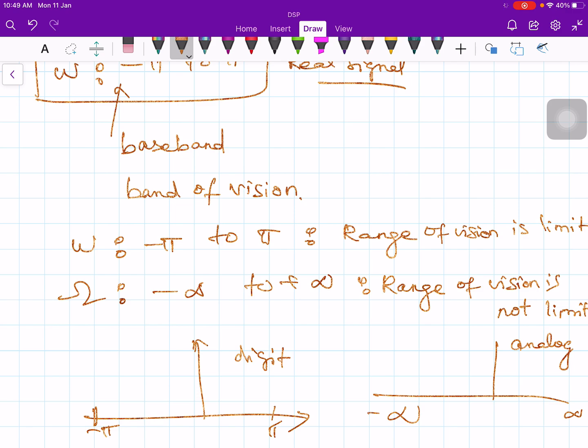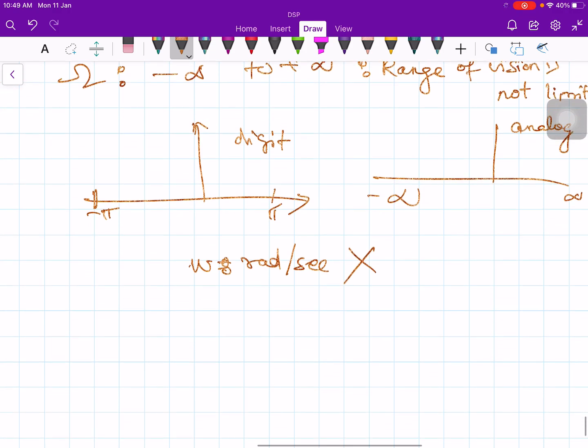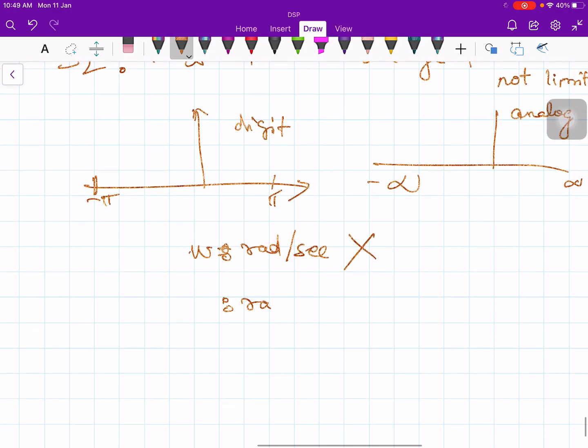But you must remember that small omega is normalized frequency. It is not the frequency in radians per second. It is in radians. Don't say that small omega is in radians per second. That answer is wrong. So omega is only in radians. We will come back to why the restriction of omega a little later.